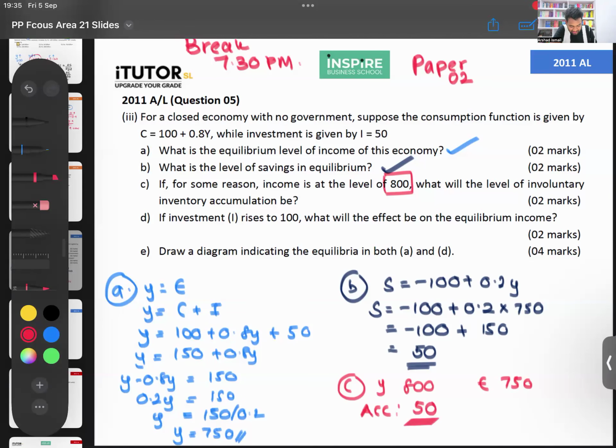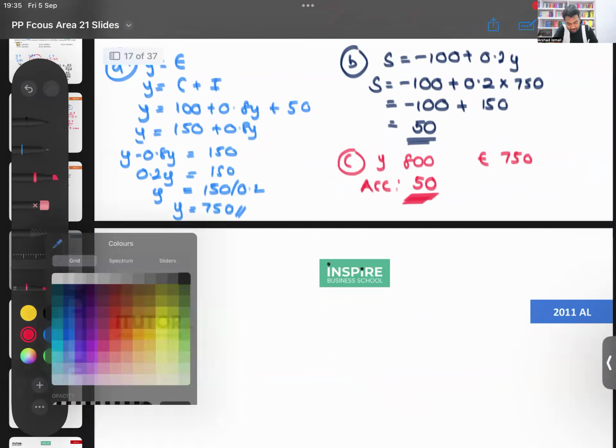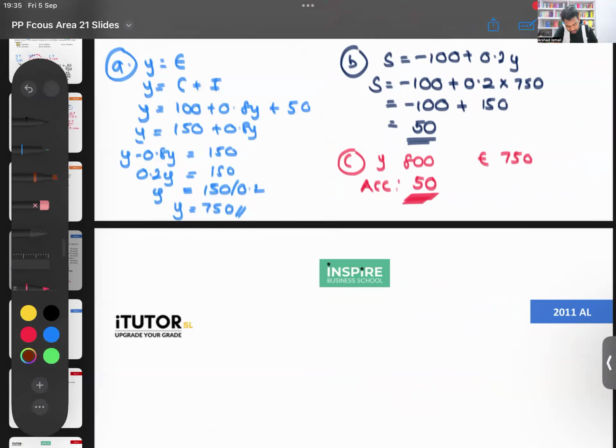That would be your answer. Easy question again. Then part D is saying, if investment rises to 100, what will be the effect on equilibrium income? Now here, rather than doing the whole calculation all over again, you have to show that you know the multiplier. So can you tell me how much is my multiplier here, Lamai? How much is my multiplier here?